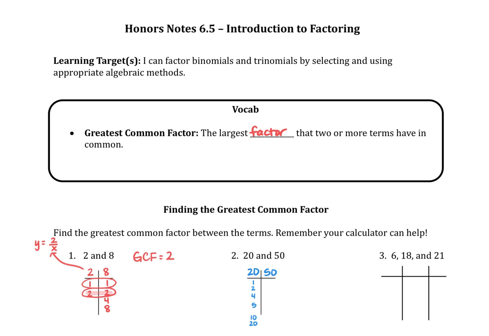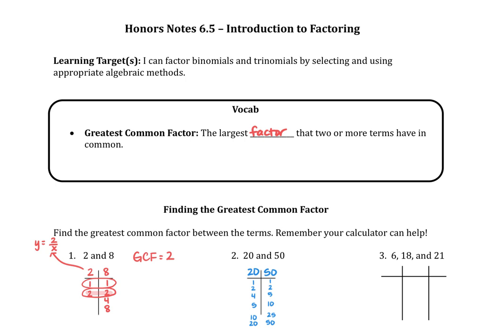Now let's look at 50. I have 1 times 50. I have 2 times 25. I have 5 times 10. That's the only factors I have of 50.